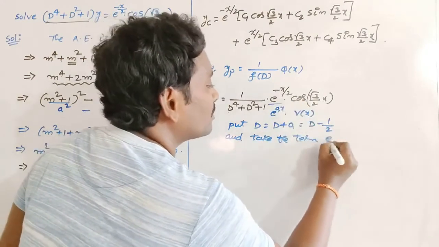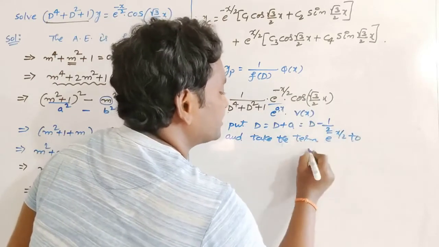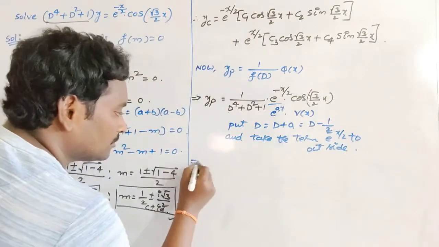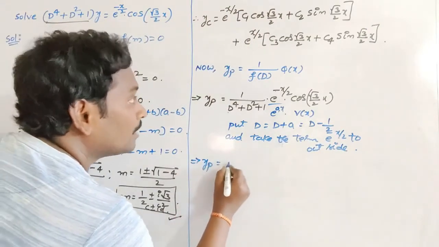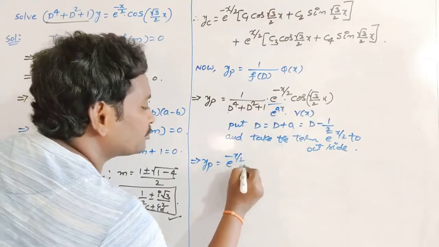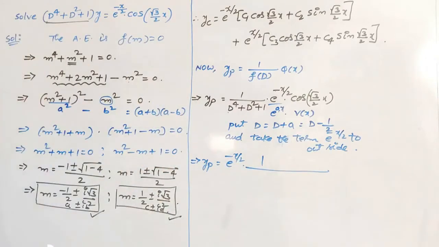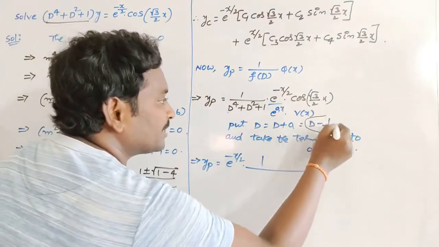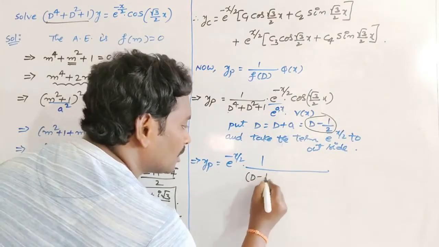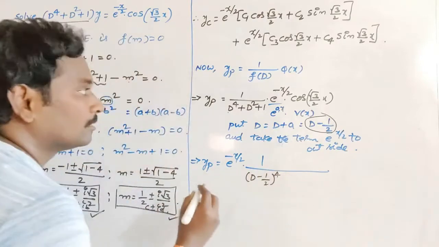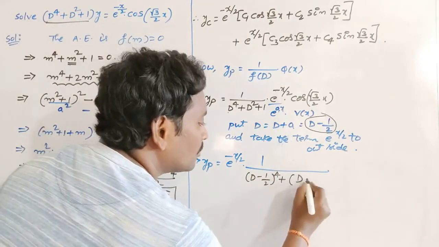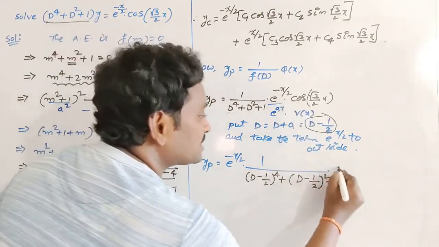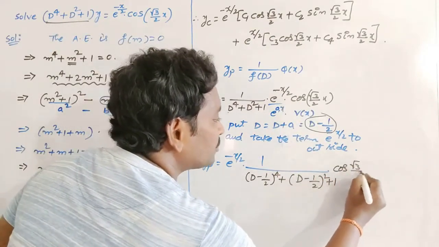What is the term? e power minus x by 2 to outside. This is the rule. So yp becomes e power minus x by 2 into 1 by, whenever we have d, replace it by d minus 1 by 2. So d minus 1 by 2 whole power 4 plus d minus 1 by 2 whole square plus 1, and the remaining term is cos of root 3 by 2 x.